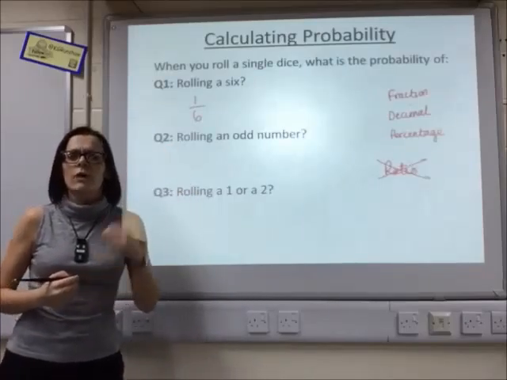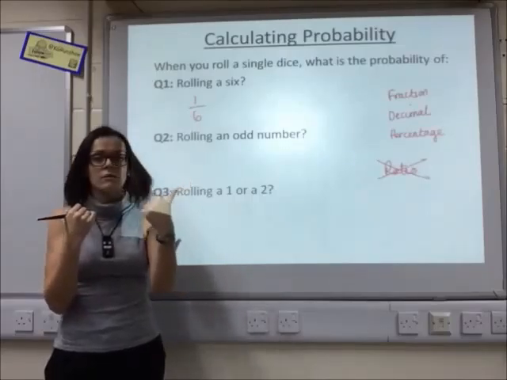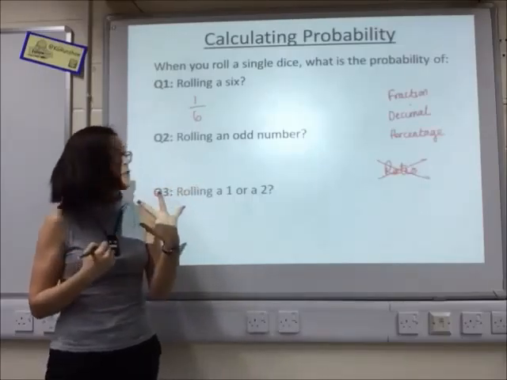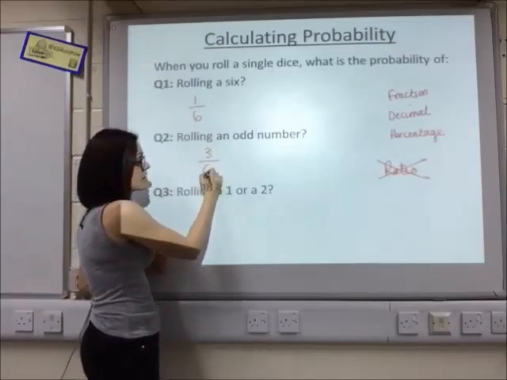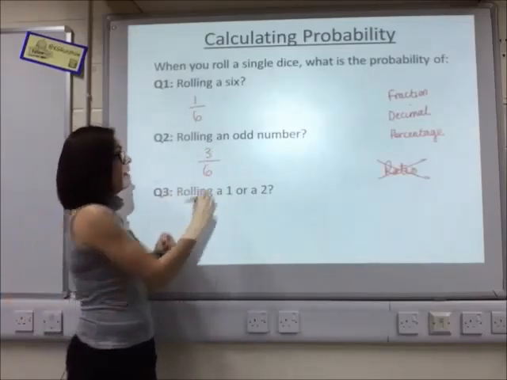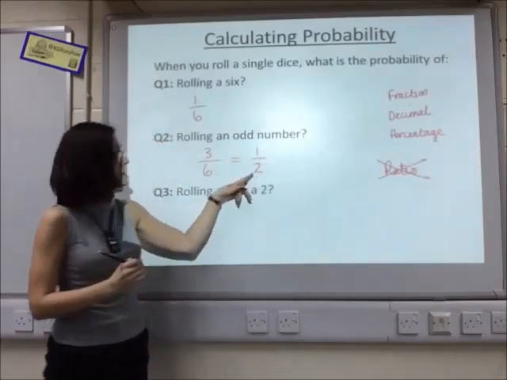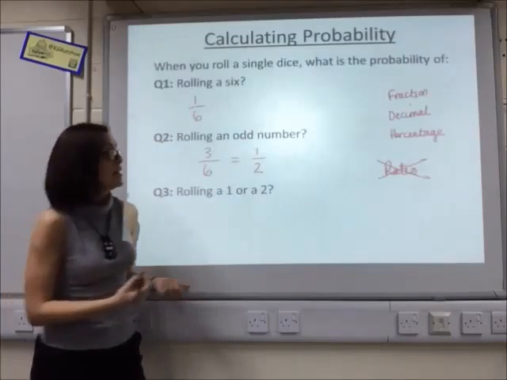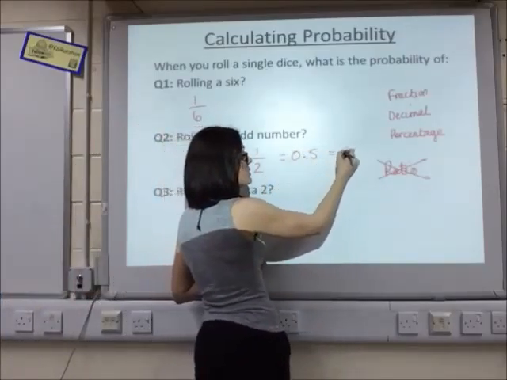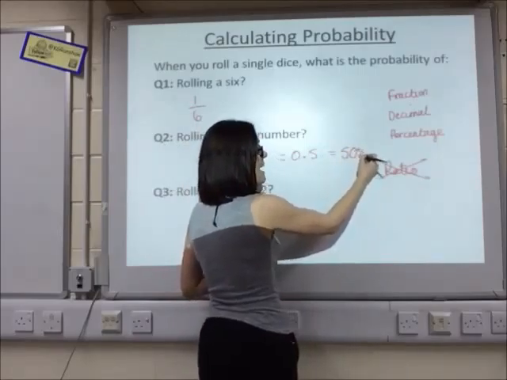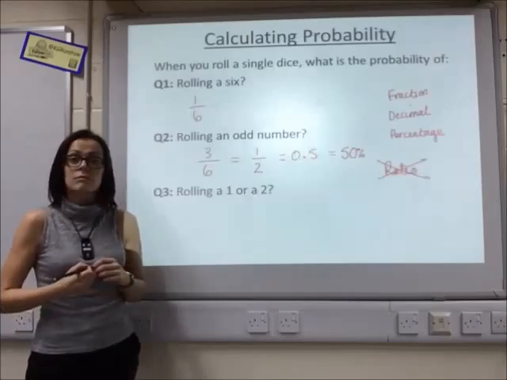Rolling an odd number, well, we've got 1, 2, 3, 4, 5 and 6. And out of those numbers, 1, 3 and 5 are the odd numbers. So I've got 3 odd numbers out of 6 numbers altogether. And that one simplifies nicely, so that's the same as a half. Now this one is easy to do as a decimal or as a percent, so if you preferred, we could say it's 0.5, or we could say it's 50%. Any of those are perfectly acceptable answers to that question.